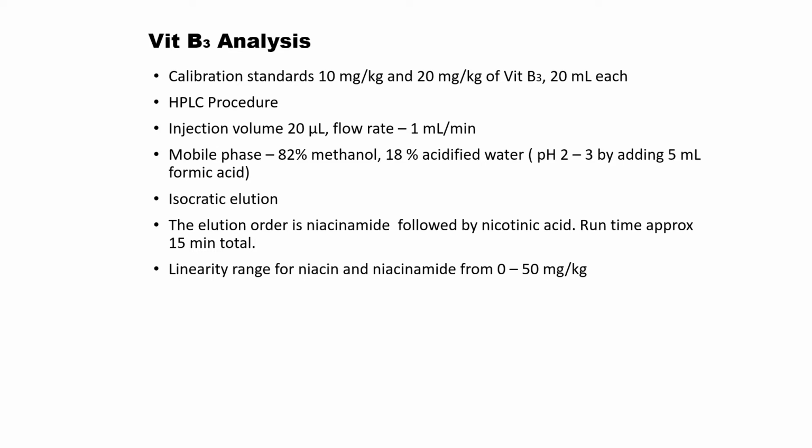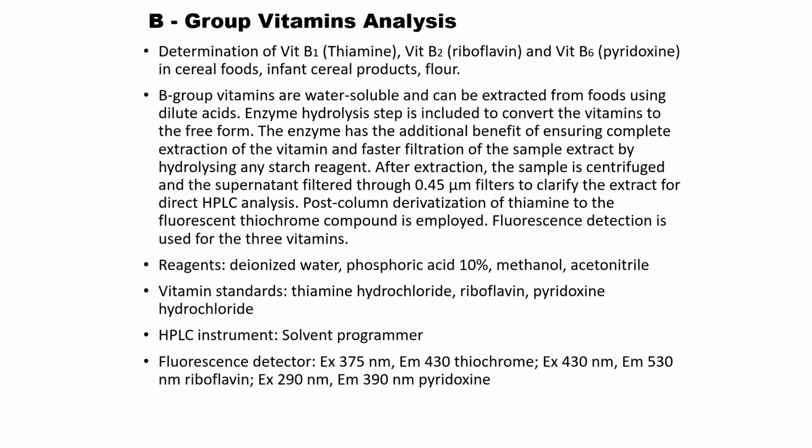Okay, so the calibration standards at 10 mg per kg of vitamin B3 with 20 ml of each. The HPLC conditions will be 20 microliters injection volume, a flow rate of 1 ml per minute, mobile phase methanol with acidified water, isocratic elution, and the elution order is niacinamide followed by nicotinic acid. The runtime is approximately 15 minutes total. The linearity range for niacin and niacinamide is about 0 to 50 mg per kg.